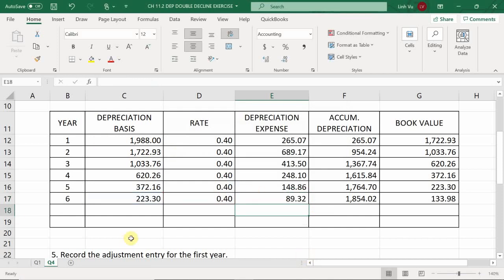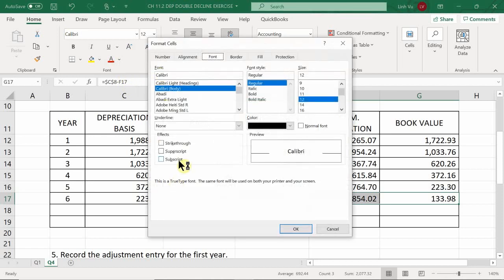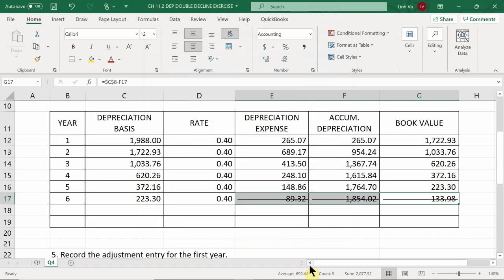So $89.32 is the original. In this case, I can't use this number, so I'm going to cross it out. I think it's this one, and I'm going to choose strike through. So this is where I have to start working backwards.